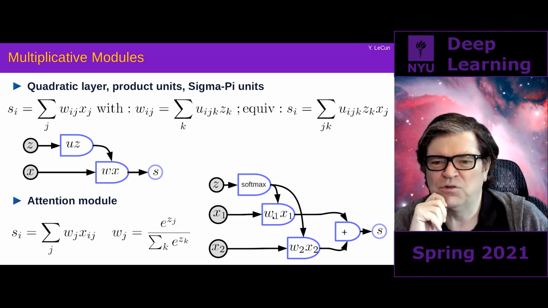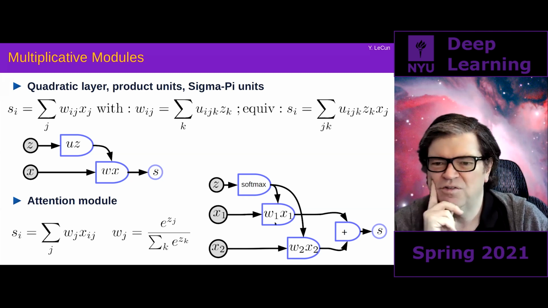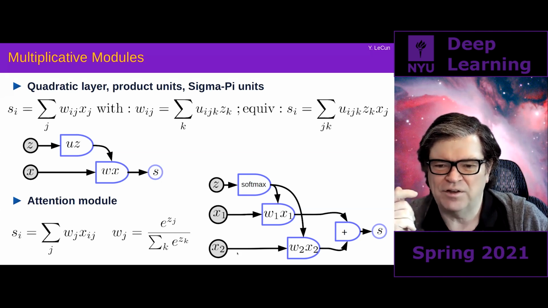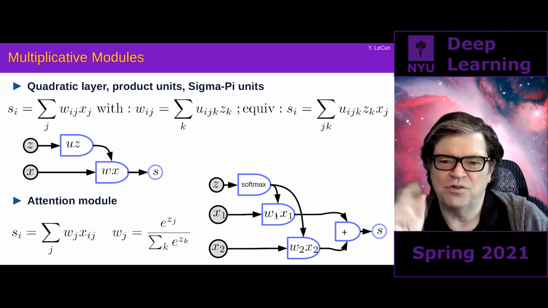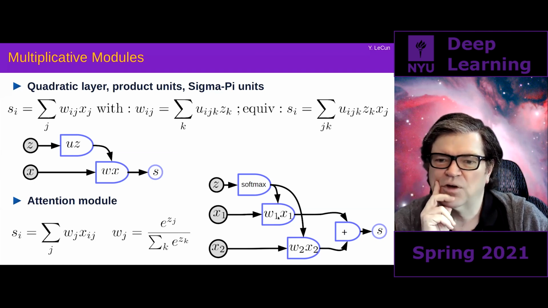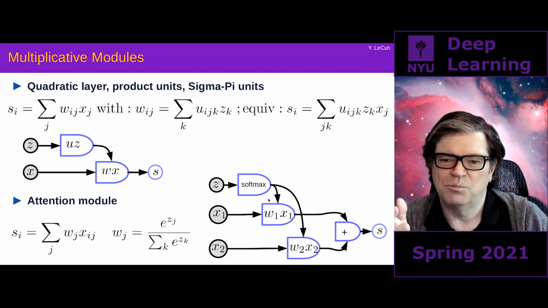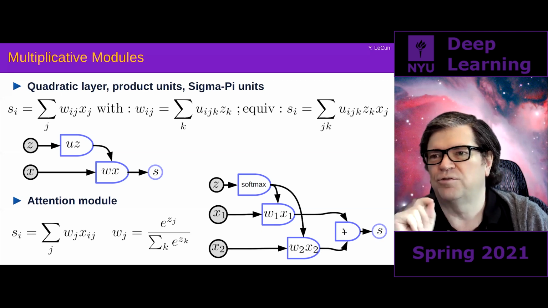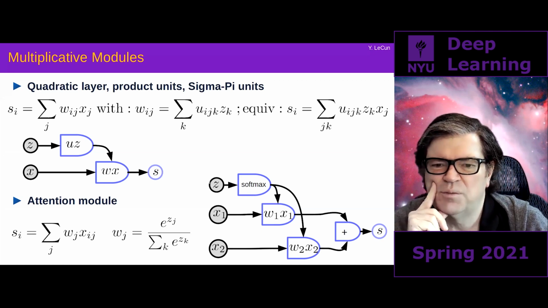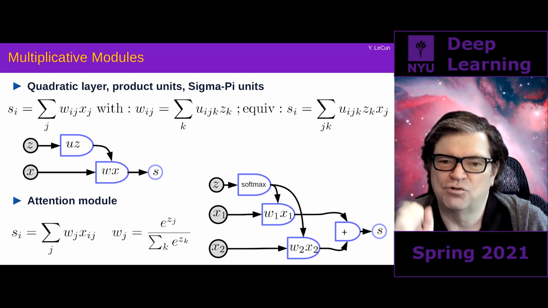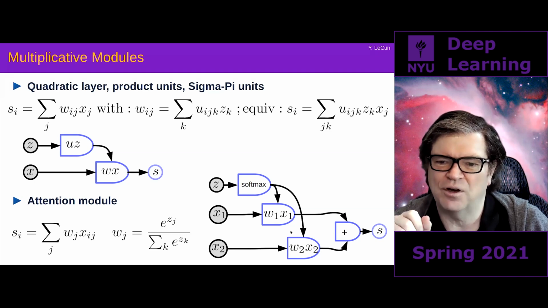And so if one of them is 1 and the other one 0, as a consequence, I only get x1. And if it's the other way around, I only get x2. But for intermediate values, I'm going to get something in between. Okay, so what this module is going to do is softly switch between paying attention to x1 or paying attention to x2, by either copying x1 into S or copying x2 into S, or copying some weighted sum of the two, depending on the value of Z. So Z is a way to control the attention that the system will pay to either x1 or x2.